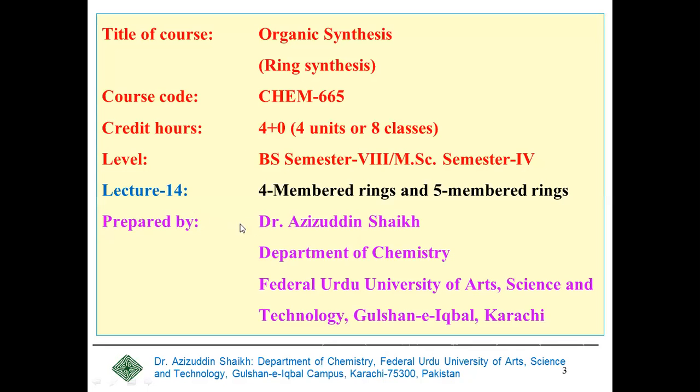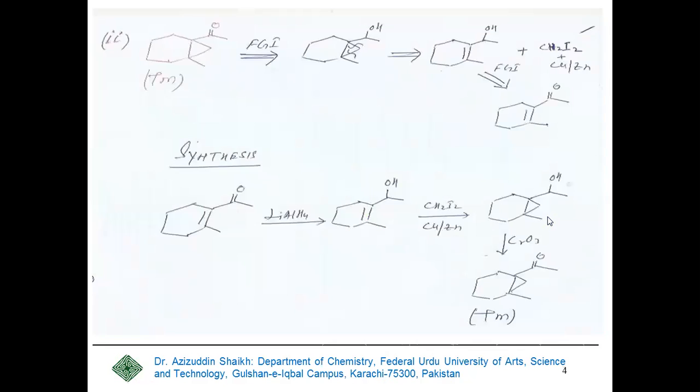This is the lecture 14. Four-membered rings and five-membered rings will be discussed. First, we will discuss an example of a three-member ring we discussed in the previous lecture. This is the example of a three-member ring, cyclopropane. This is the retrosynthesis, the disconnection approach, FGI.